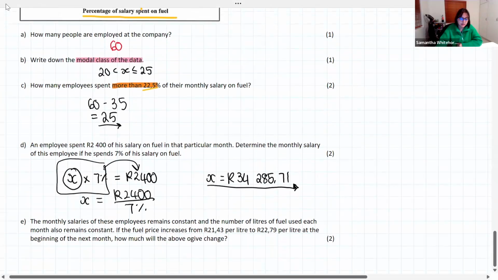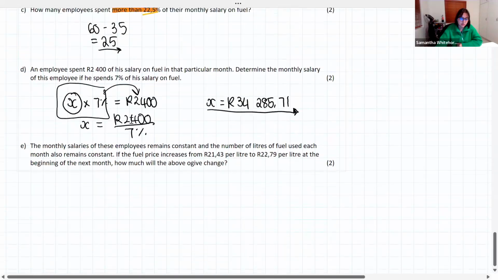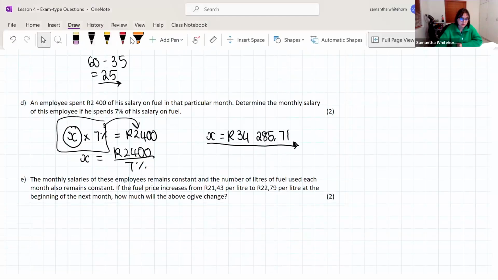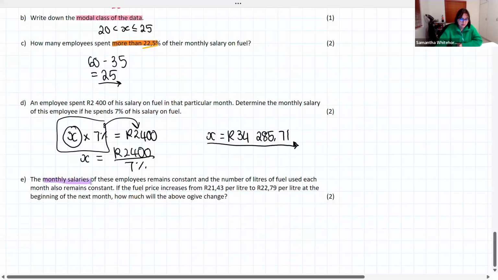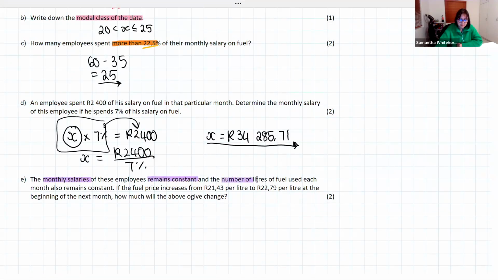And then question E says the monthly salaries of these employees remain constant. Let's actually just grab a highlighter here because we're going to have to remember all this information. So the monthly salaries remain constant. The number of liters of fuel used each month also remains constant. So nothing's changing. They get the same income, they spend the same amount on fuel, or the percentage remains the same. If the fuel price increases from 21 Rand 43 to 22 Rand 79, how much will the above ogive change? So let's just think about what this means.